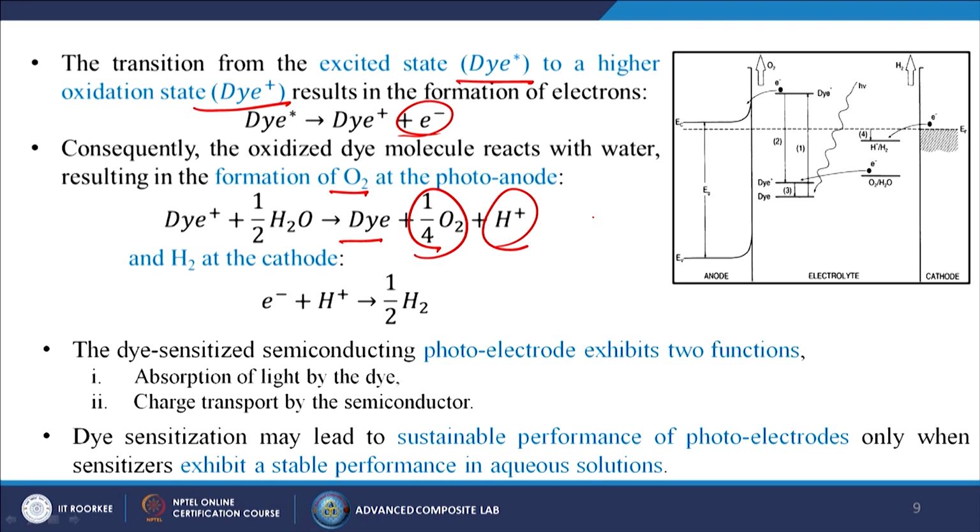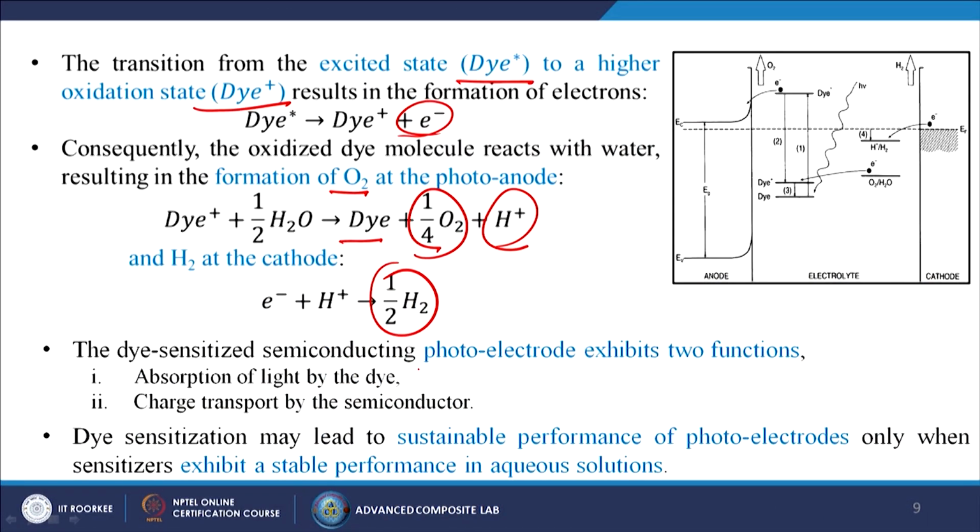And H2 at the cathode, same as the previous one. The electron comes over there, the H+ ion comes over there, and they mix together and form hydrogen gas at the cathode. So, the dye synthesized semiconducting photoelectrode exhibits two functions basically. One is the absorption of light by the dye and the other is charge transport by the semiconductor itself. Dye sensitization may lead to sustainable performance of photoelectrodes only when sensitizers exhibit stable performance in aqueous solutions. Yes, because whatever dye we use should be stable in aqueous solutions. It should not degrade or dissolve.